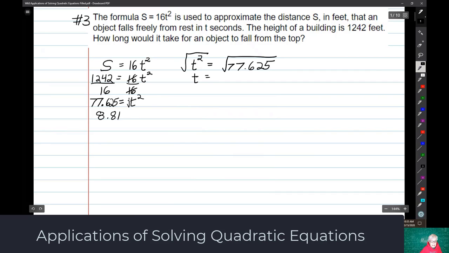Oops, well, I did that. Okay, so we've moved up here, 8.81, and we'll just get rid of that. We'll pretend I didn't do it.